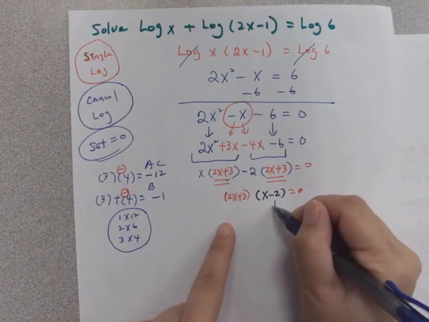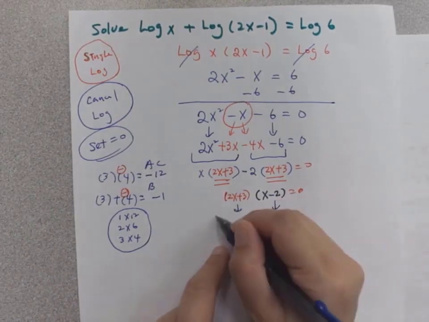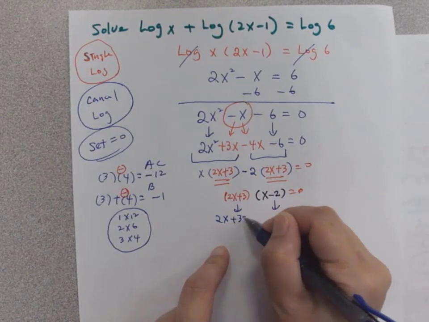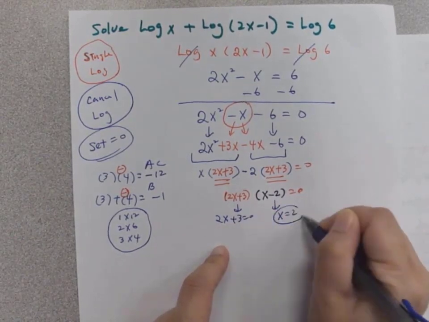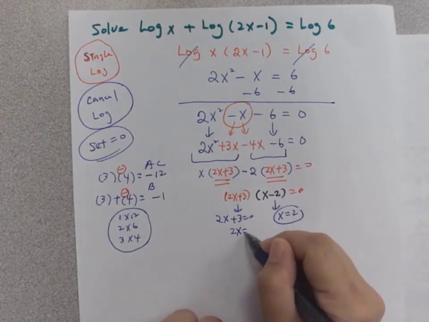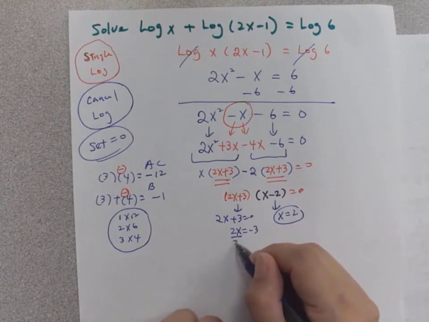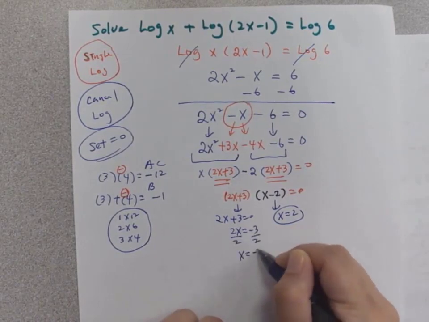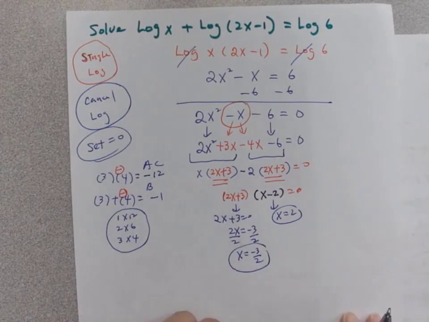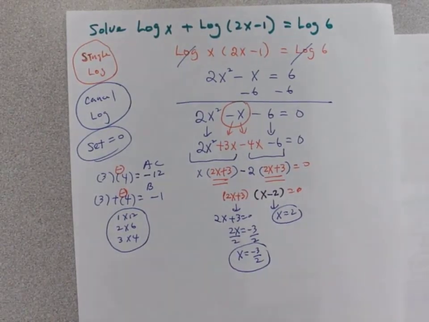Okay, so x equal to what? X equal to 2. Oh, sorry. One is x equal to 2, that's correct. The other one is negative 3 over 2, yeah, negative 3 over 2 after you solve it. Is it okay? Final answer?